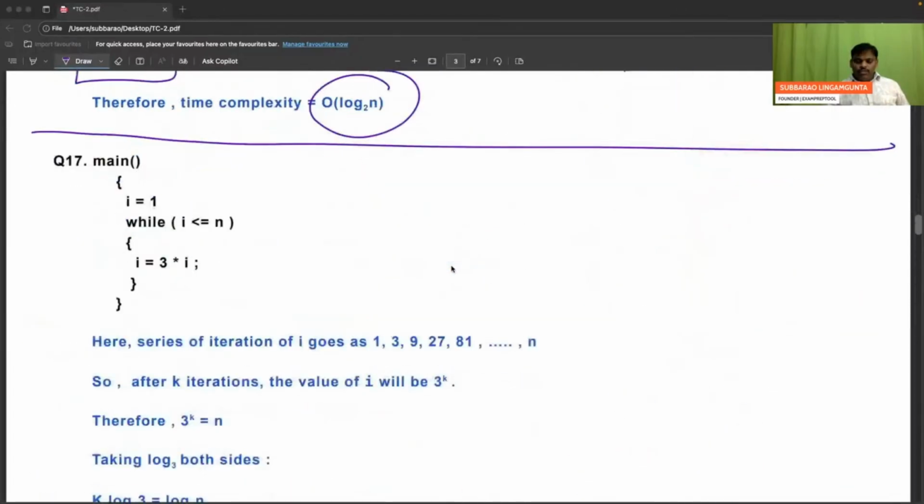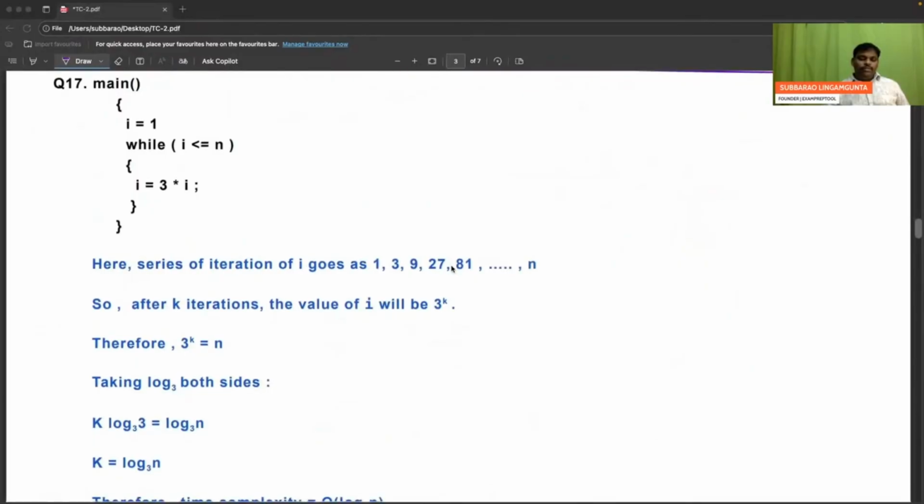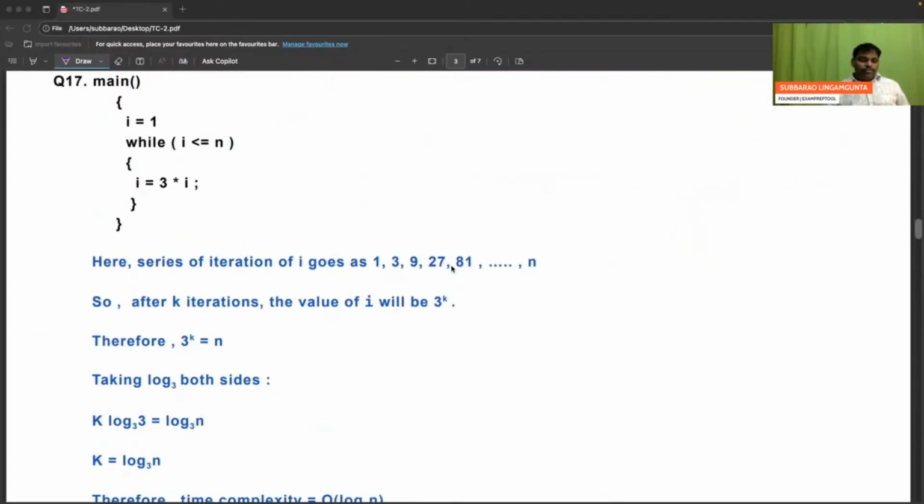Right, fine. Go to question number 17. Everyone try to understand. See question number 17.